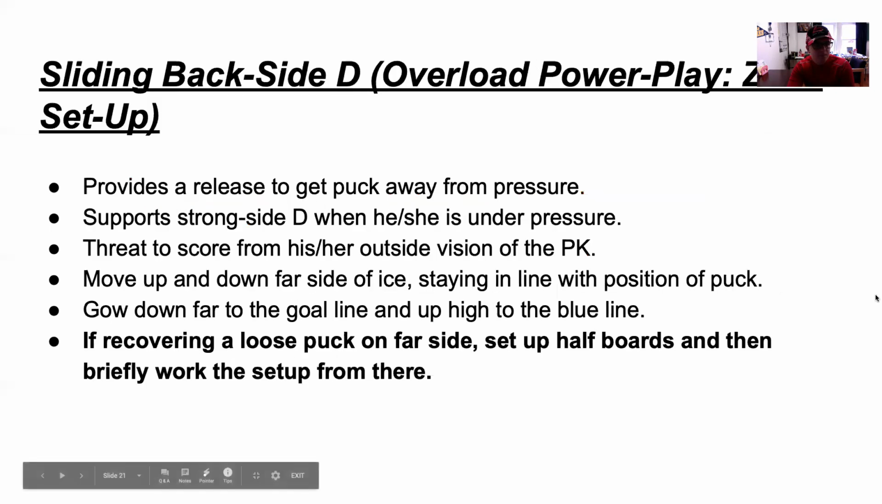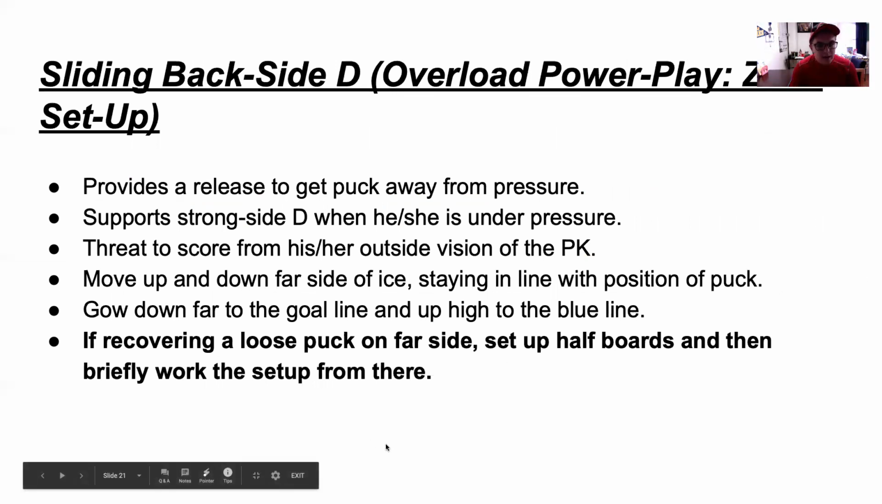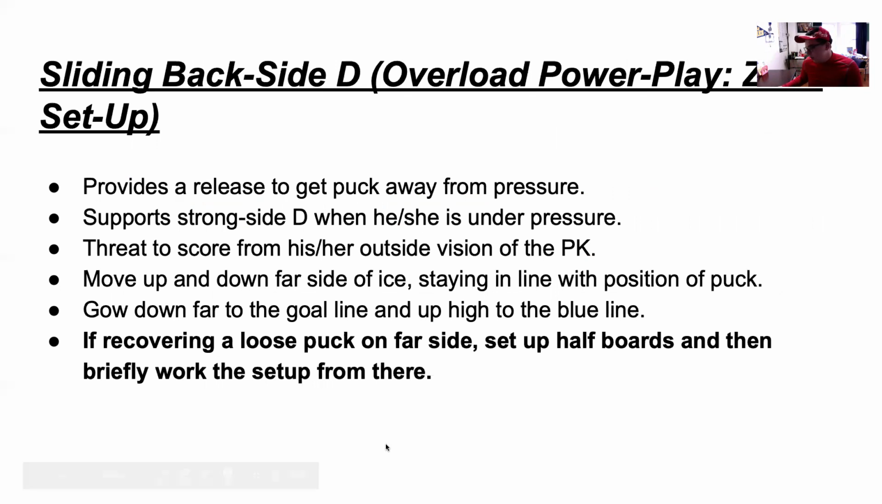So we have the sliding backup D in the overload power play. This provides a release to get the puck away from pressure. It supports the strong side D when he or she is under pressure, and is a threat to score from the outside vision of the PK. The sliding back D moves up and down the far side of the ice, staying in line with the position of the puck, goes down far to the goal line, and up high to the blue line.